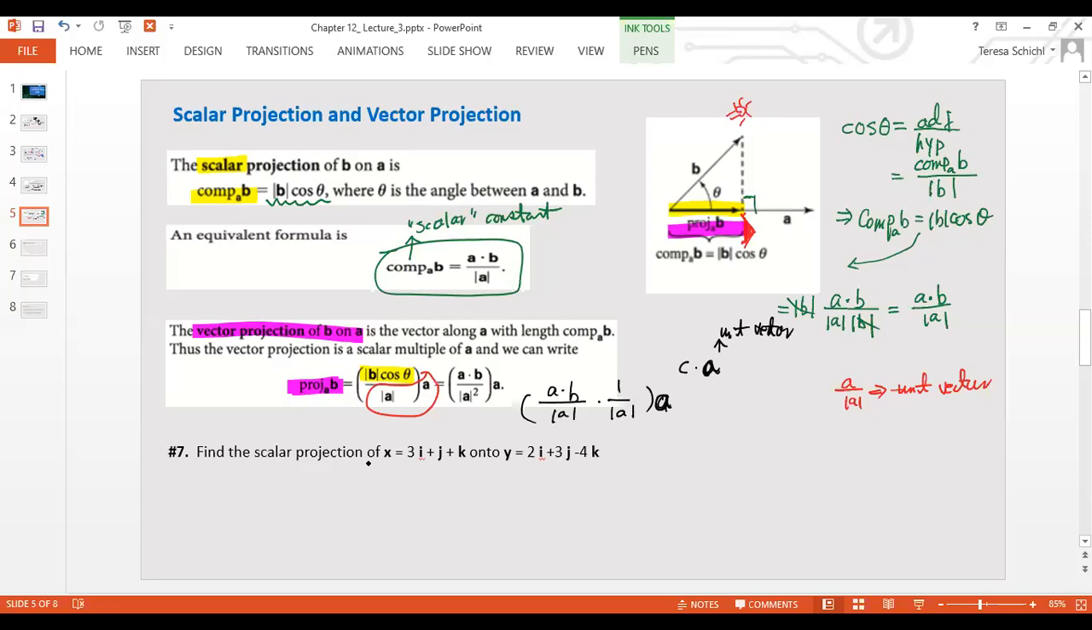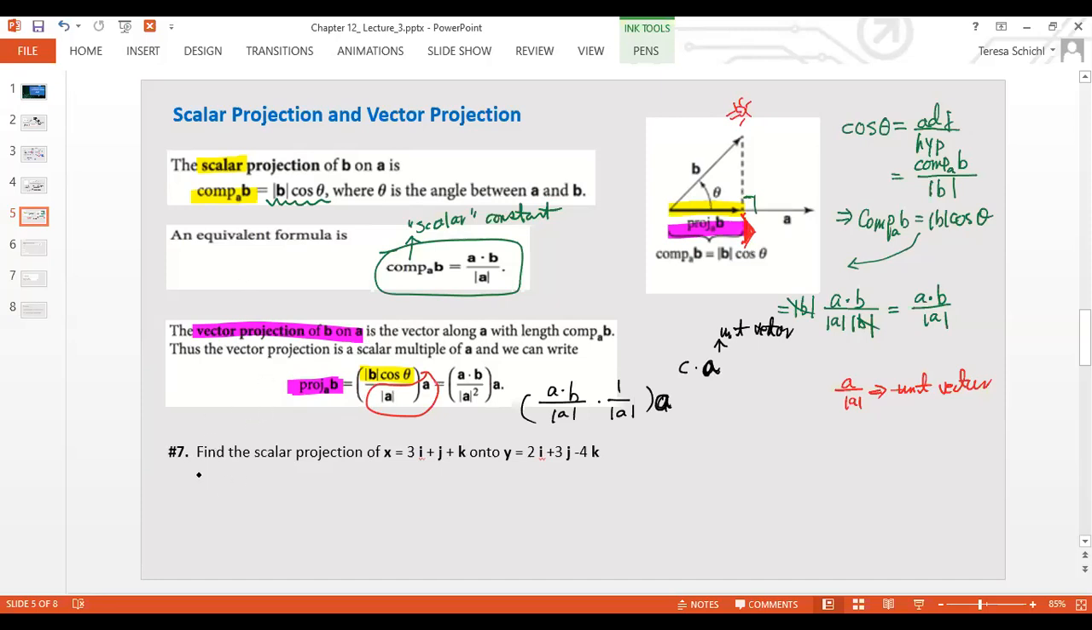Okay, so now let's take a look here. Let's say I want to find the scalar projection of x equal to 3i plus j plus k onto y equal to 2i plus 3j.